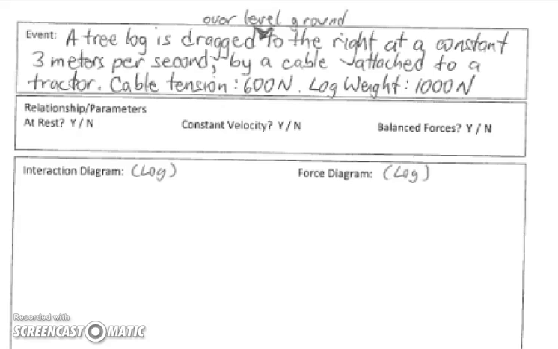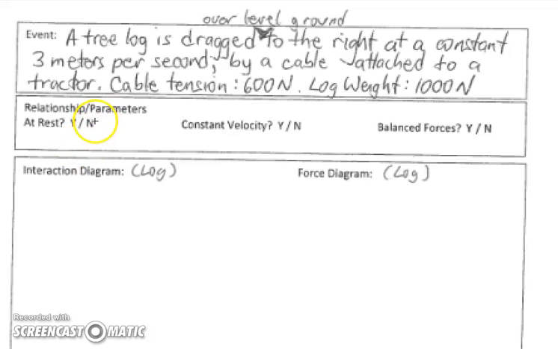Here's the solution to the problem involving the tree log being dragged across level ground. You can see a tree log is dragged across level ground to the right at a constant 3 meters per second by a cable attached to a tractor. Cable tension is 600 newtons and the log weight is 1,000 newtons.